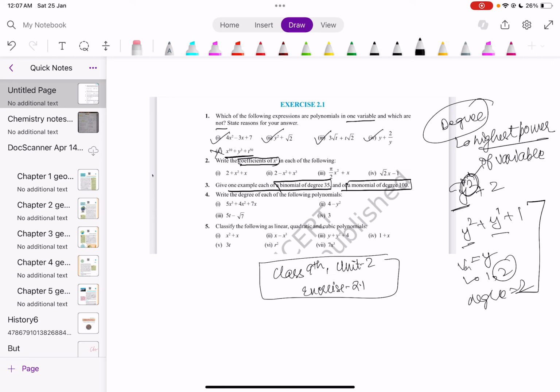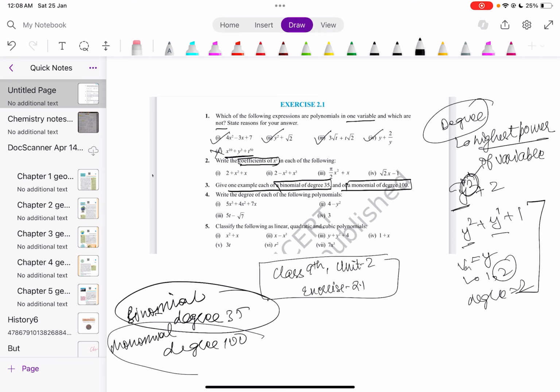So we're supposed to write a binomial of degree 35 and one of degree 100, but this is a binomial and this is a monomial. Now we need to look into the two terms, but first we need to know what is a binomial. Here bi means 2, mono means 1. So 2 means 2 terms are there with degree 35.